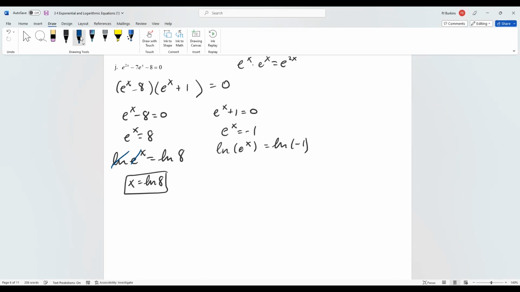And I'm hoping that your alarms are going off because I just got natural log of a negative number, right? This does not exist in the domain, and therefore this is not a solution. So there's only one real solution to this. And it looks like it's natural log of 8.